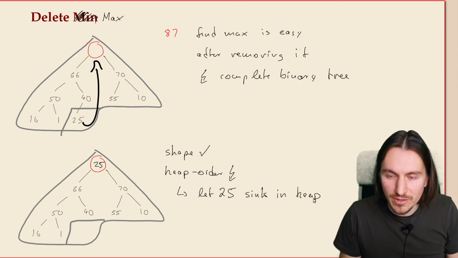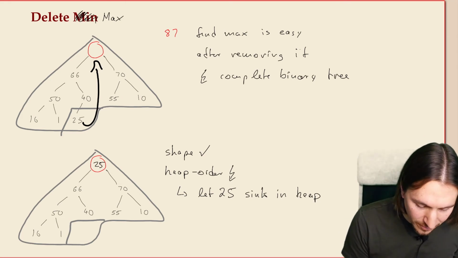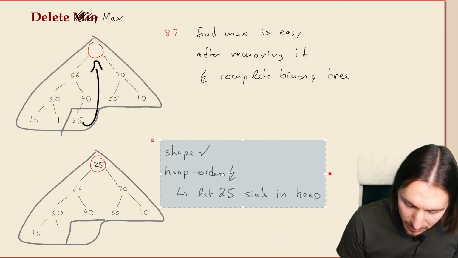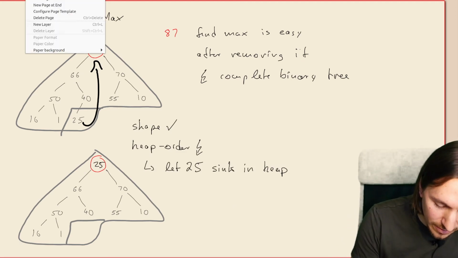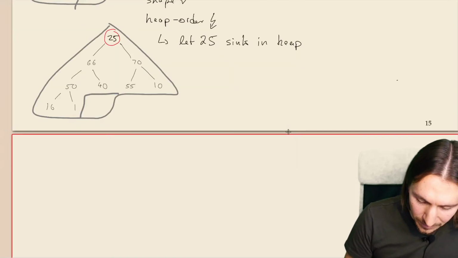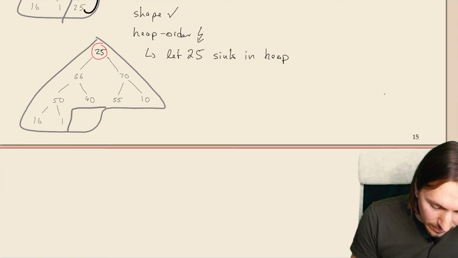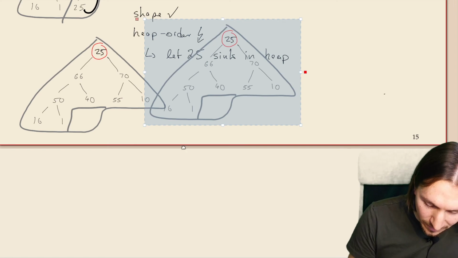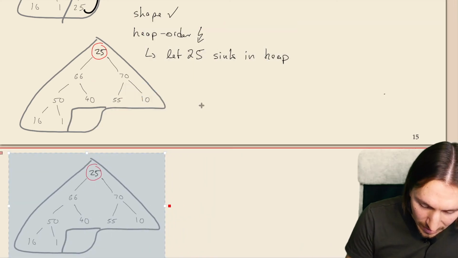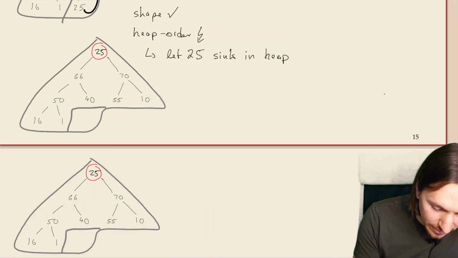That's the term that's usually used. Now, probably need a little more space. So how can we do this? Let's take our favorite tree again. The problem here is that we have two violations.